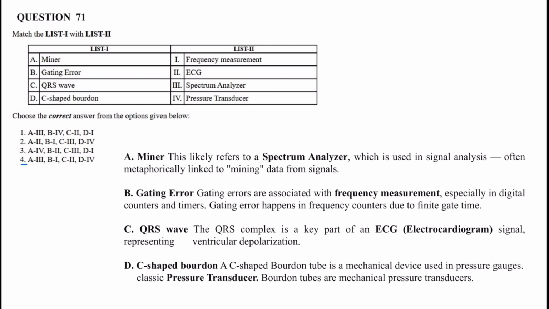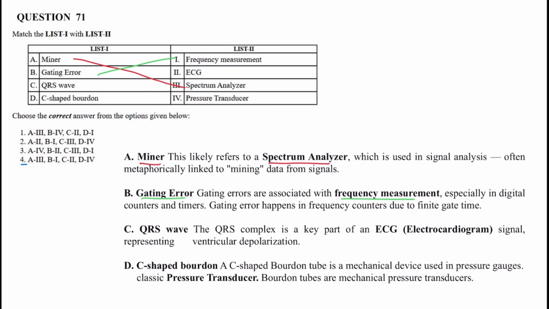Next question. Minor. This minor likely refers to a spectrum analyzer, which is used in signal analysis. Therefore, A matches to 3. Gating error. Gating error is associated with the frequency measurement.